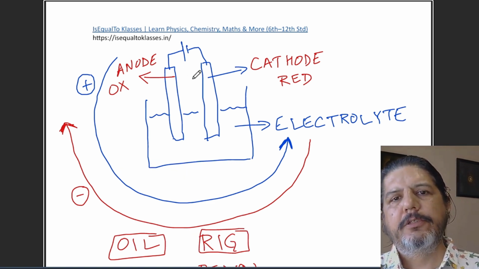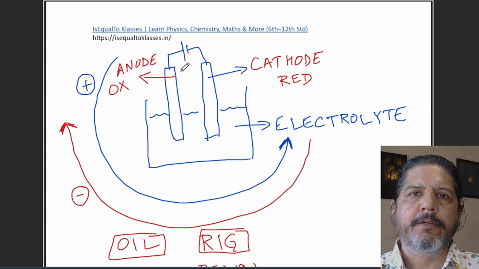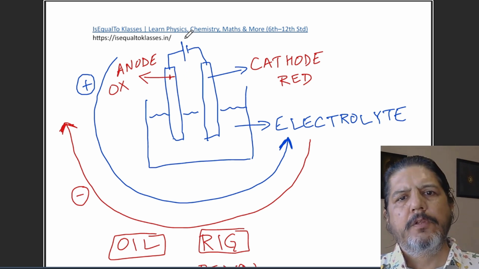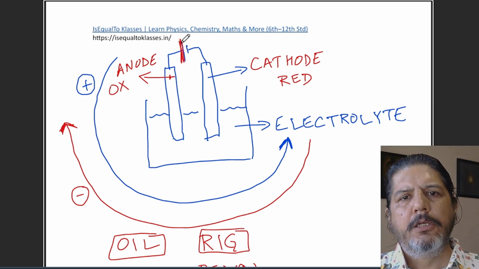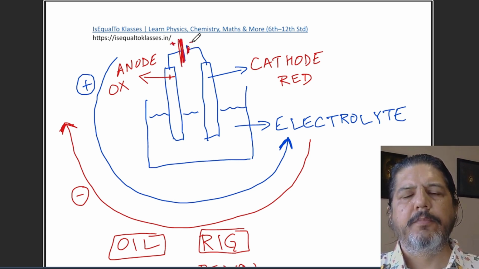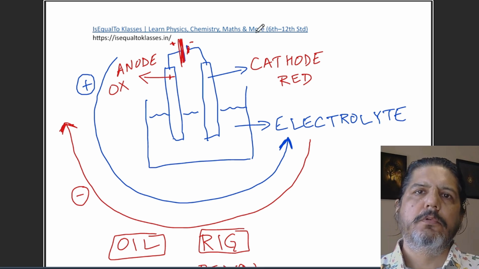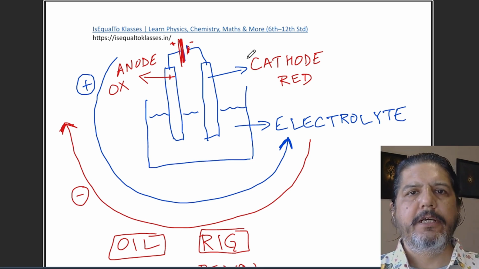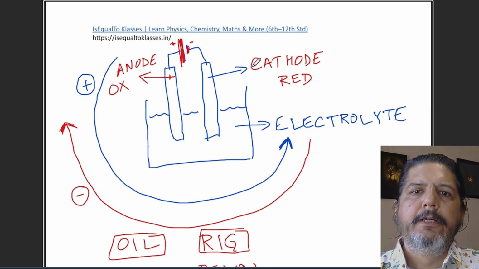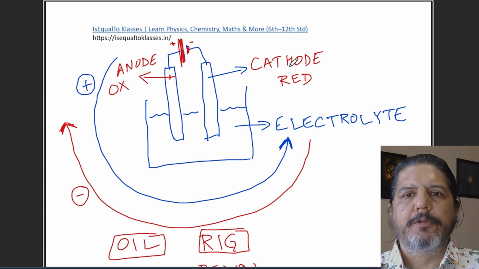what I suggest my students always is that always take the left hand part as anode and don't change that. So this is your cell. This is the positive part. This is the negative part of a cell. So just keep it like this. Always keep the anode on the left side of the paper and the cathode on the right side of the paper.